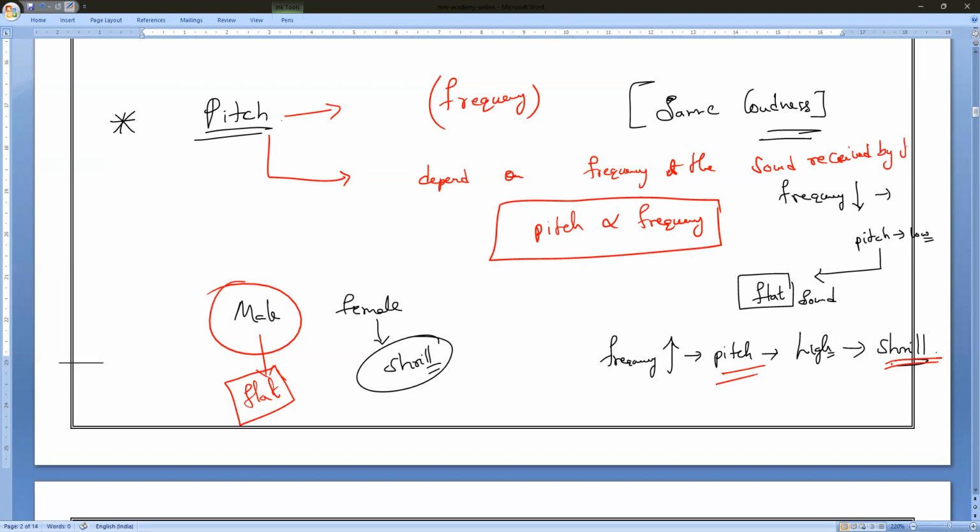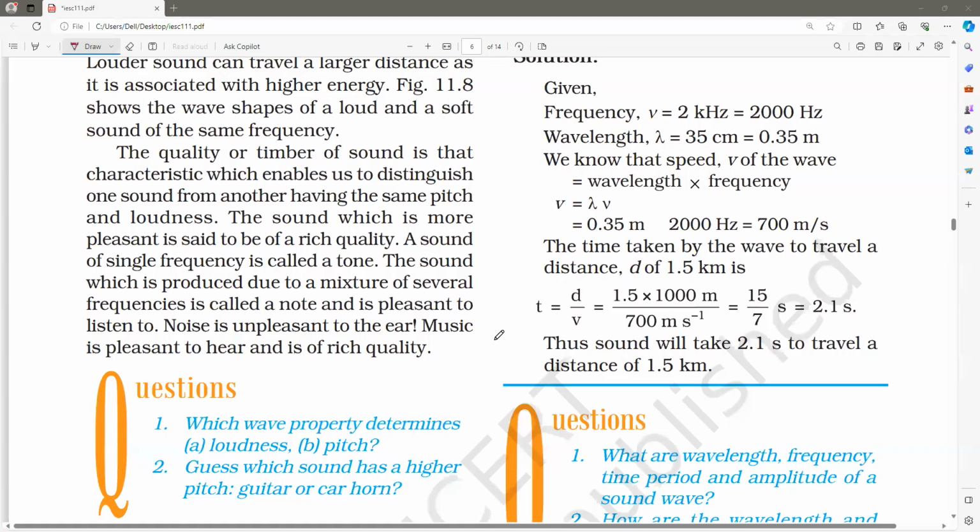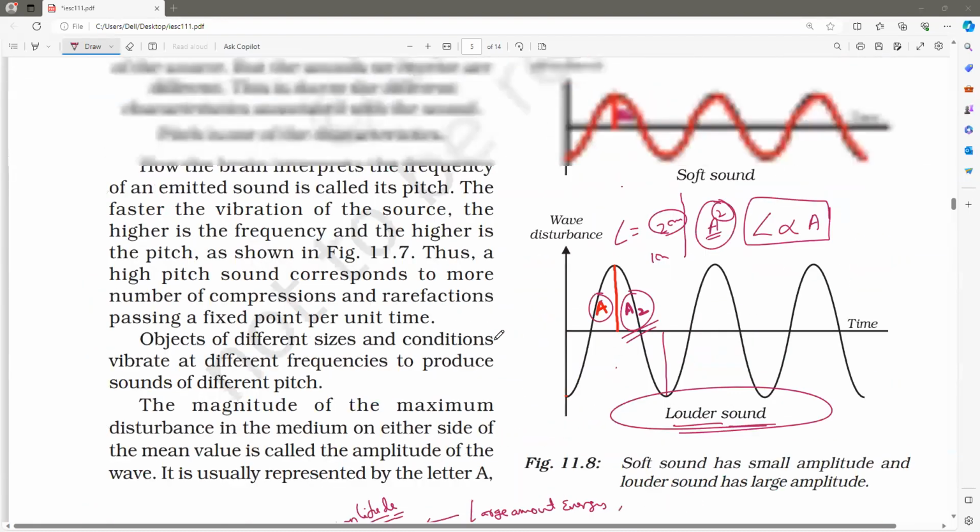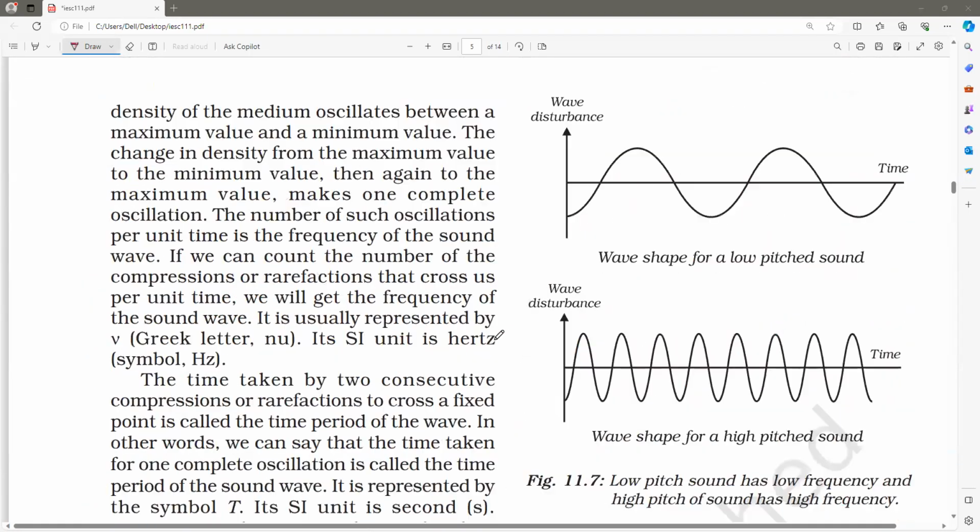Received by what? Received by the ear. So what frequency is reaching our ear is what we call pitch. The greater the frequency, the greater the pitch. The lesser the frequency, the lower the pitch. If you notice the wave shape for a high pitch sound and a low pitch sound, time remains constant.